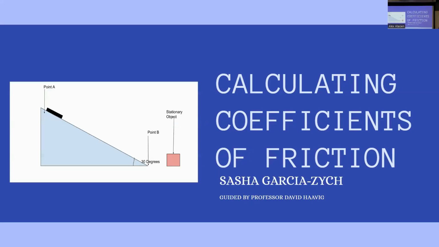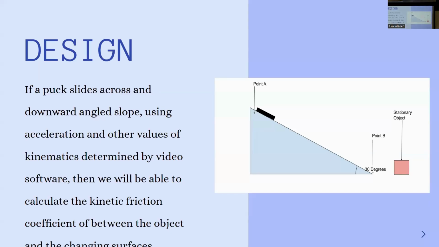So, hi, my name is Sasha, and I'm going to be doing my honors project about coefficients of friction, and more specifically, kinetic friction. So I'm here with Professor Dave Havig at physics 151 for physics honors. Originally I wanted to do something else, but I couldn't figure out how to make it work. And so now I'm doing friction instead.